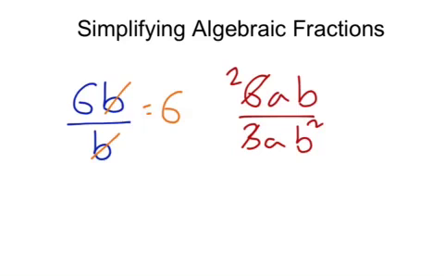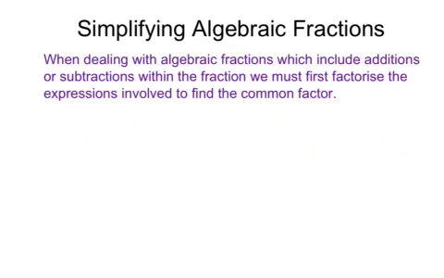the 3 cancelled out to leave 2 on the top, the 2 a's cancelled, and the b on the top cancelled with one of the b's on the bottom, and that left us with 2 on the top and b on the bottom. This time we're going to look at slightly more complicated algebraic fractions, in which we have to factorize the expressions involved in the numerator and denominator before we can cancel. Factorizing is simply finding the factors within an algebraic expression, and so we are actually doing exactly the same thing.